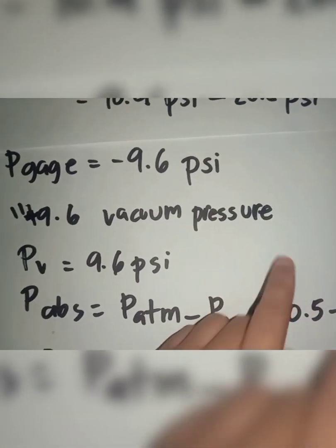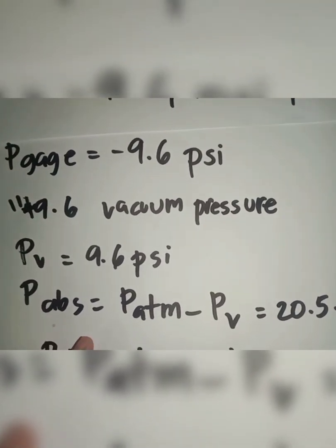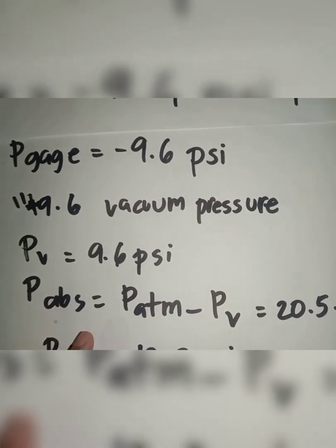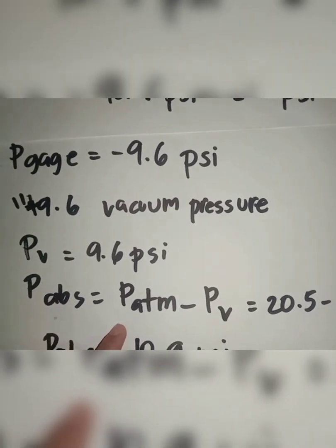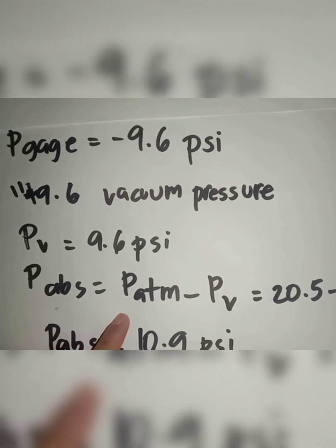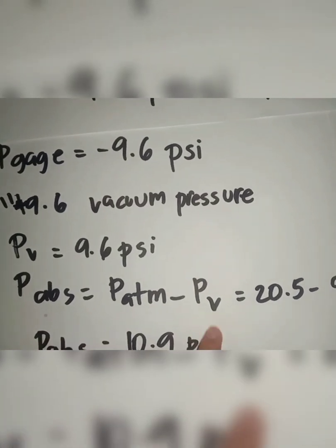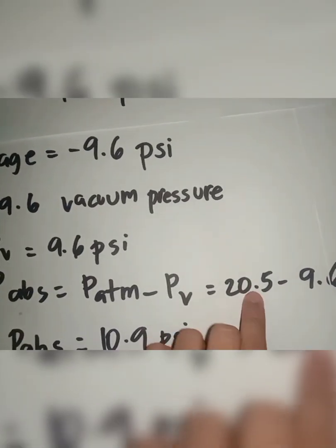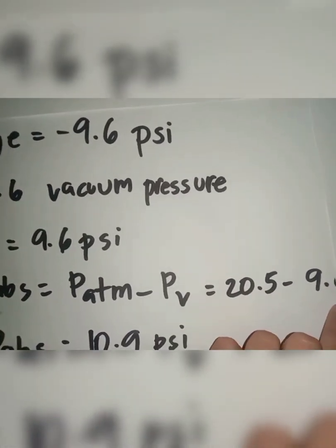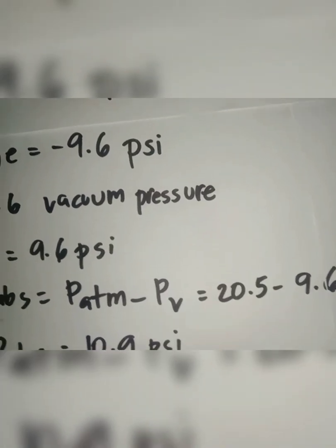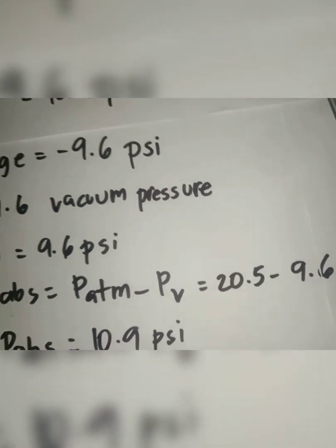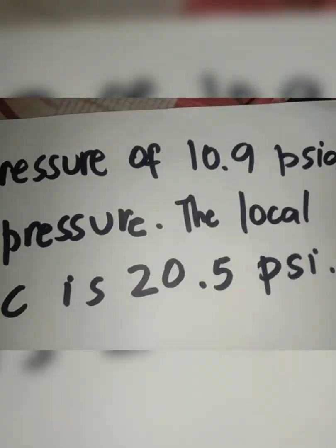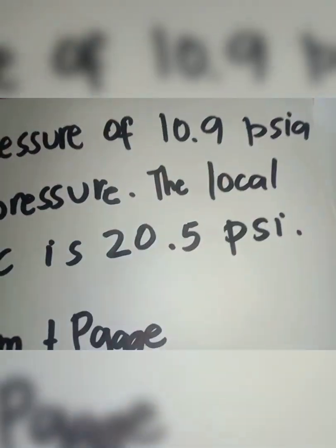But if we insert a vacuum pressure in our problem, the absolute pressure is equal to atmospheric pressure minus the vacuum pressure. So 20.5 minus 9.6 psi, we'll go back to the absolute pressure of 10.9.